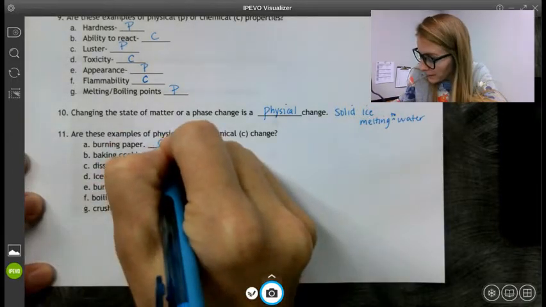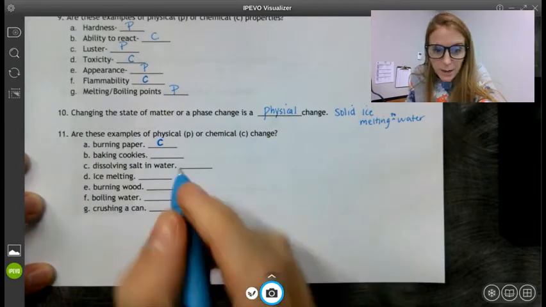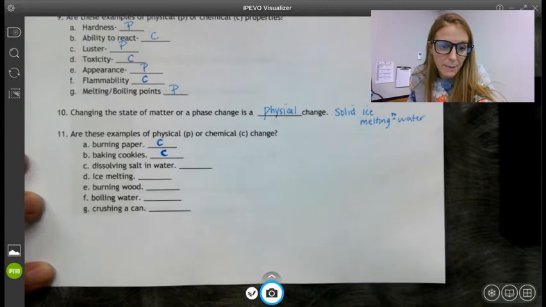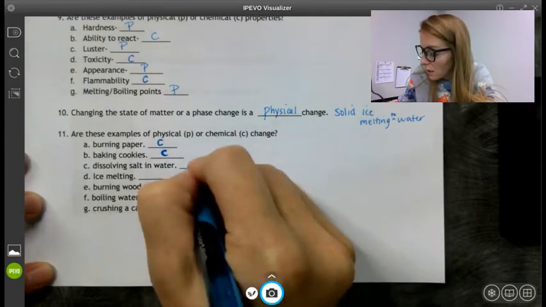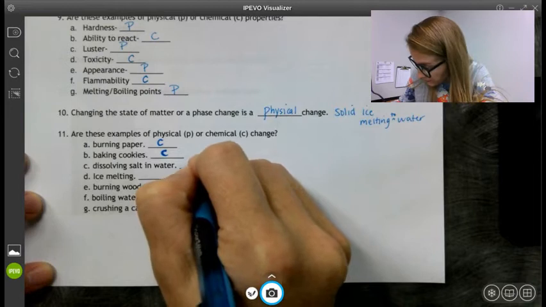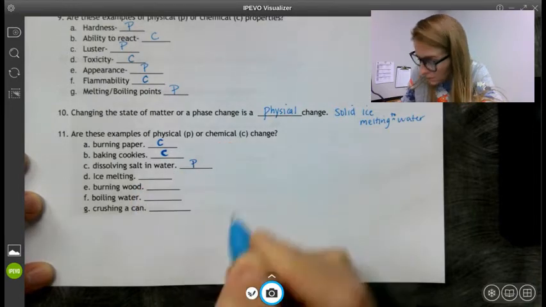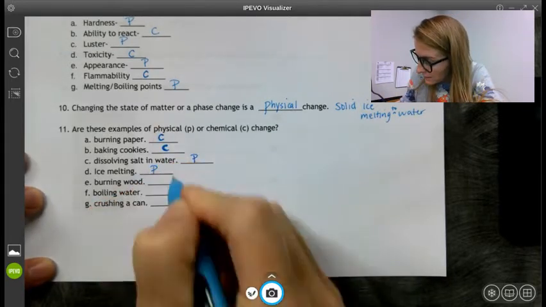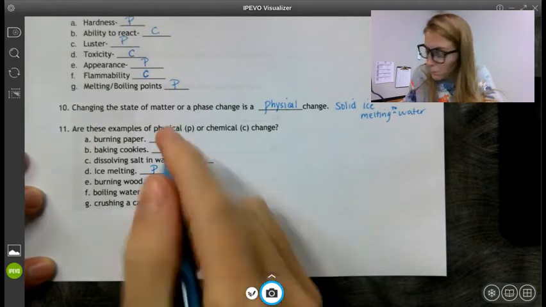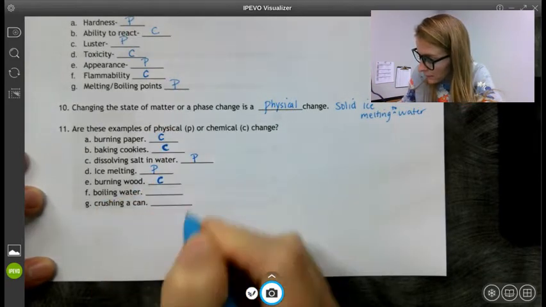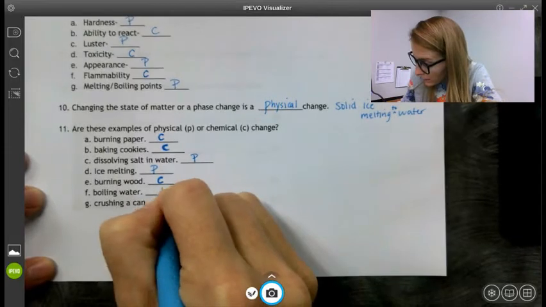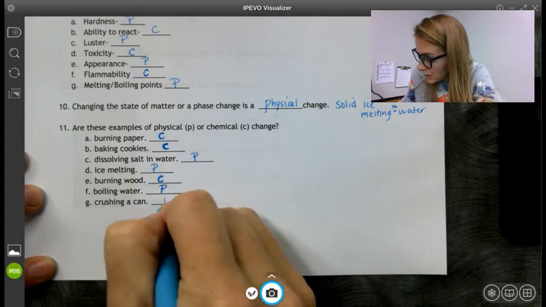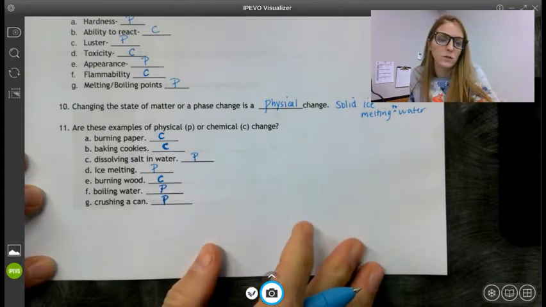So burning paper is obviously chemical. Baking cookies, remember when you bake things, chemical reactions are taking place, so that's chemical. Dissolving salt or sugar in water is physical, because you could get those back if you boiled it. Ice melting, physical. Burning wood is chemical. Boiling water, still water, it's just changing states, physical. And then crushing a can is still physical, just changing the look of it.